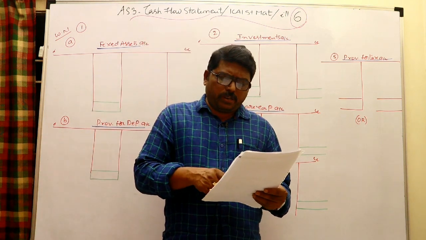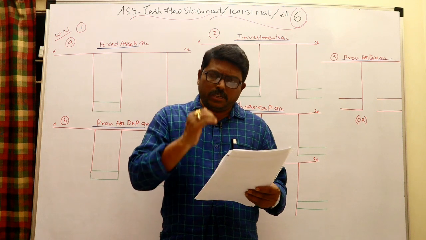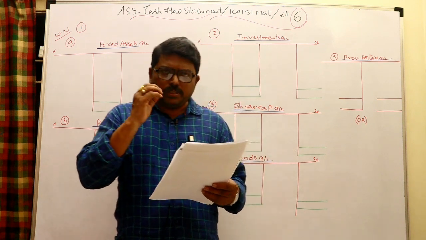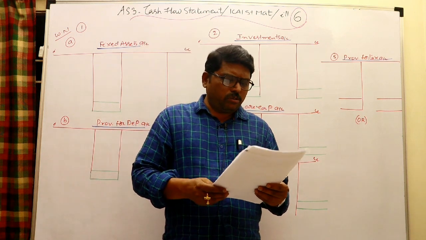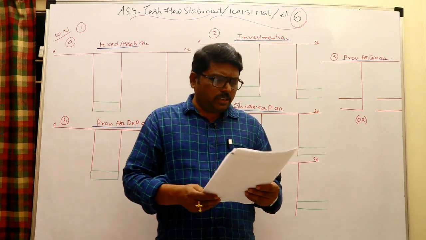Check it, investments opening 1,27,000, closing 1,15,000, there is a reduction, which means there is some sale. So if it is given, okay, otherwise you have to find out the missing figure by having an investments account.